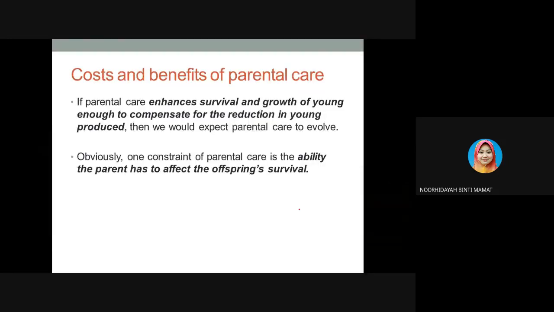And if parental care enhances the survival and growth of young enough to compensate for the reduction in young produced, then we expect parental care to evolve. Okay, so obviously, one constraint of parental care is the ability the parent has to affect the offspring's survival.